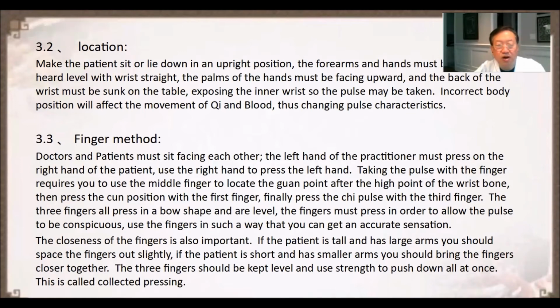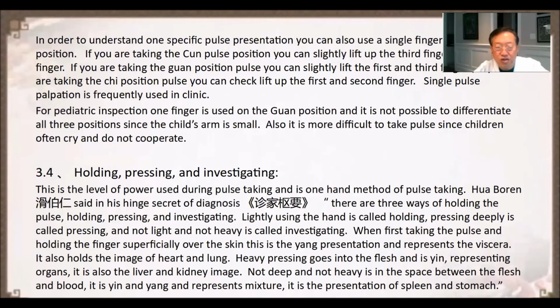The fingers must press in order to allow the pulse to be conspicuous. Use the fingers in such a way that you can get an accurate sensation. The closeness of fingers is also important. If the patient is tall and has large arms, you should space the fingers out slightly. If the patient is short and has smaller arms, you should bring the fingers closer together. The three fingers should be kept level and use strength to push down all at once. This is called collecting pressing. In order to understand one specific pulse presentation, you can also use a single finger on one position.